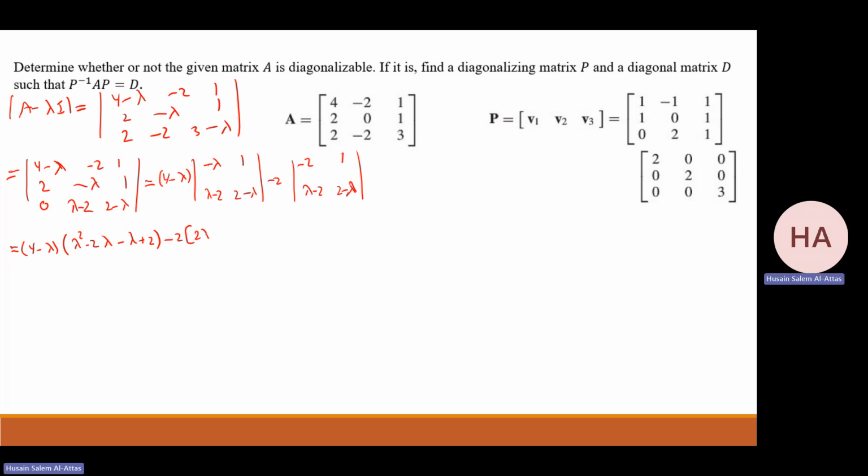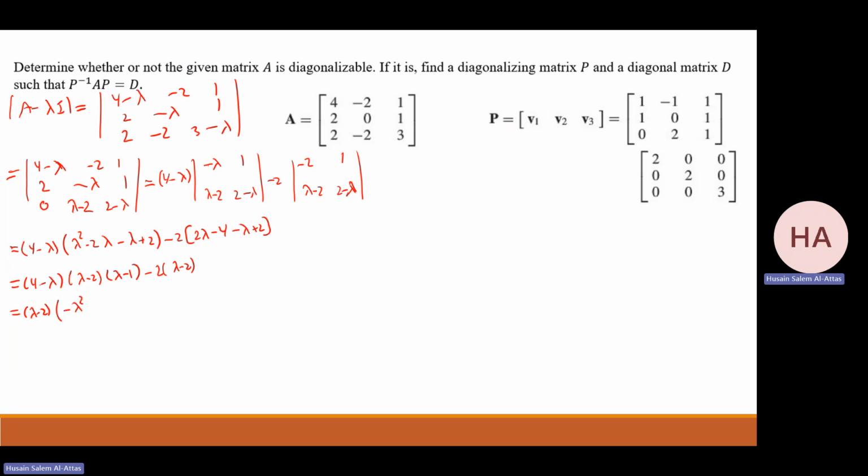2 lambda minus 4 minus lambda plus 2. So that can be what? 4 minus lambda. Here I have what? Lambda square minus 3 lambda plus 2, which is lambda minus 2 times lambda minus 1. Here I have what? 2 lambda minus 2. So I can take lambda minus 2 as a common factor.